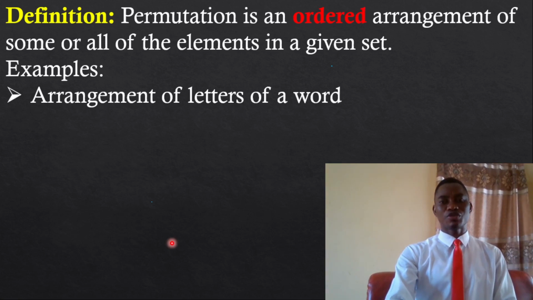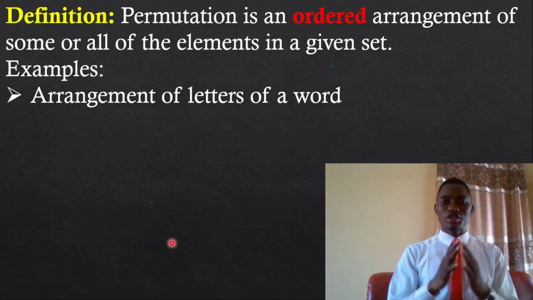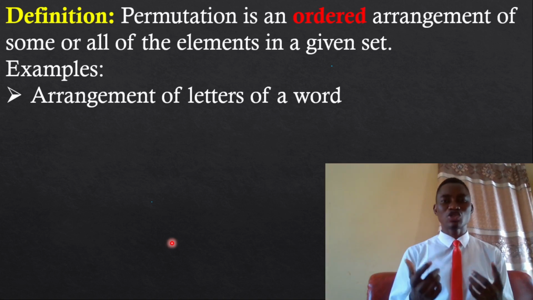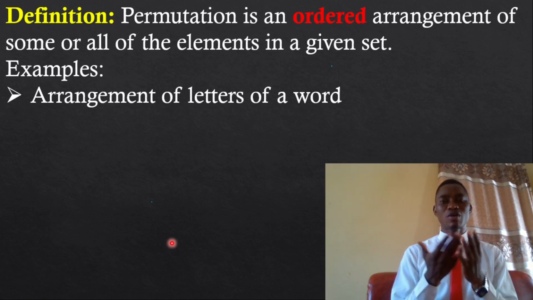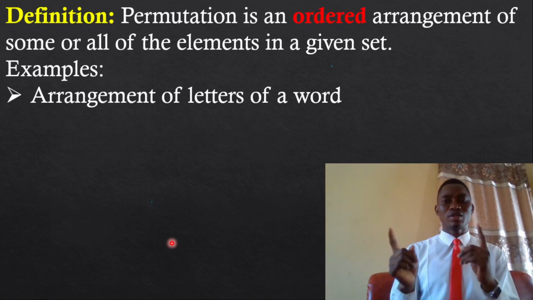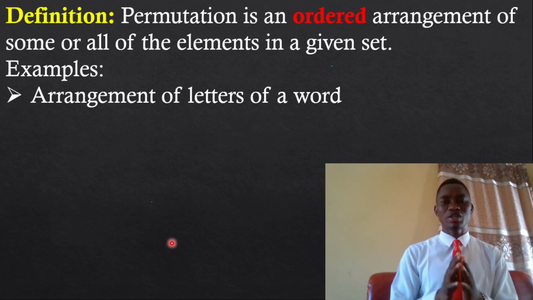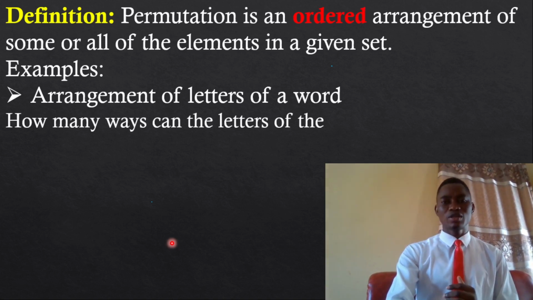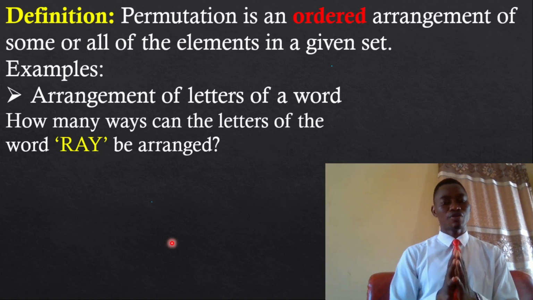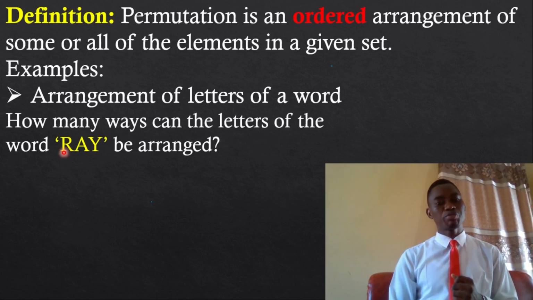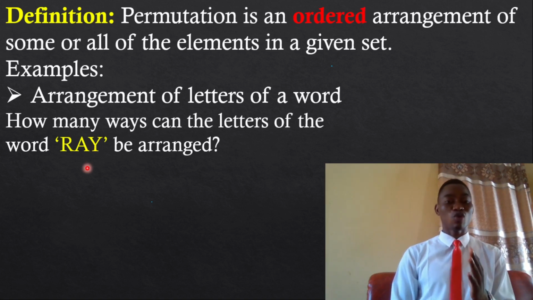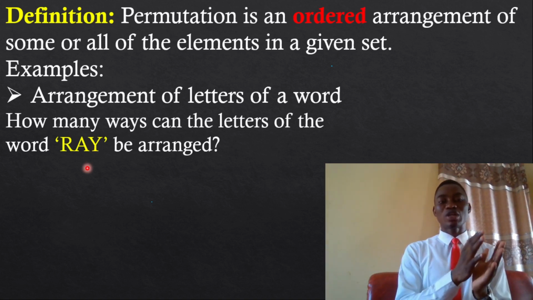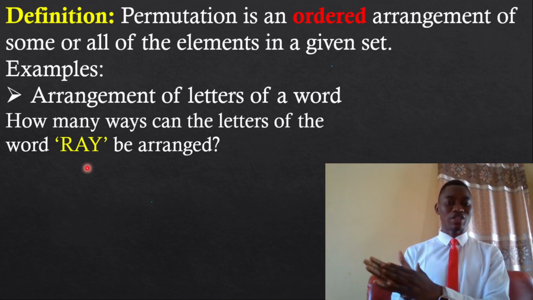Arrangement of letters of a word. Different arrangement of letters of a word is permutation. If you are given a particular word, there are different ways the letters of the word can be arranged. That is permutation. All right, so let's take the word ray for instance. The word ray is spelled R-A-Y, and R-A-Y is the default arrangement of the word ray.